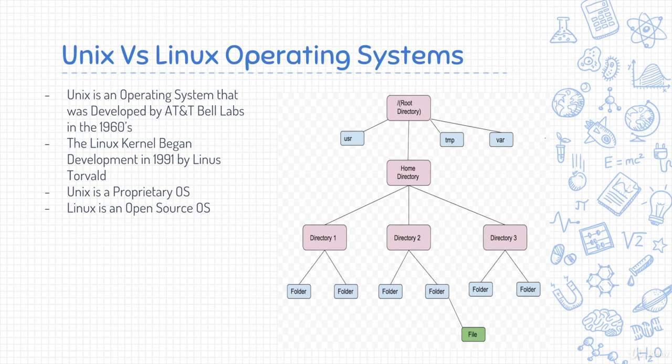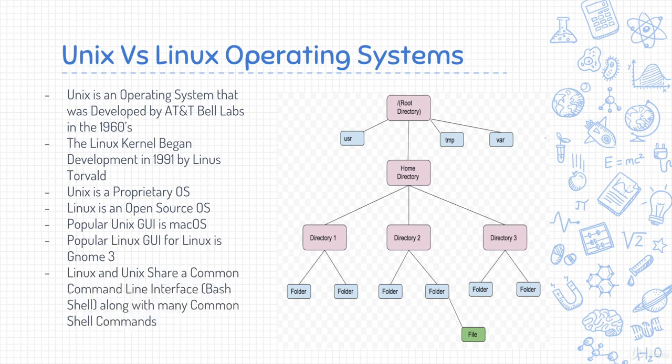Another difference between Unix and Linux are the graphical user interfaces, i.e. desktop environments, that have been built on top of them. As an example, Mac OS is a popular Unix graphical user interface, while GNOME 3 is a popular Linux graphical user interface.